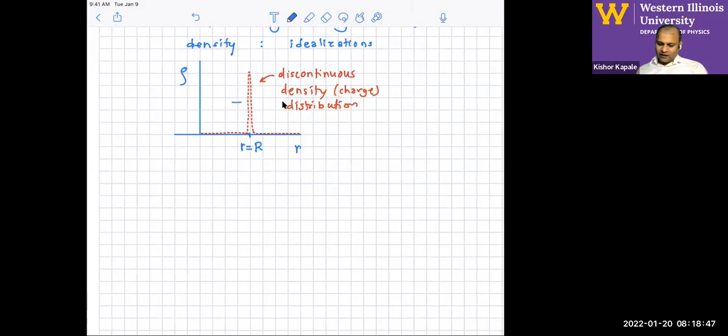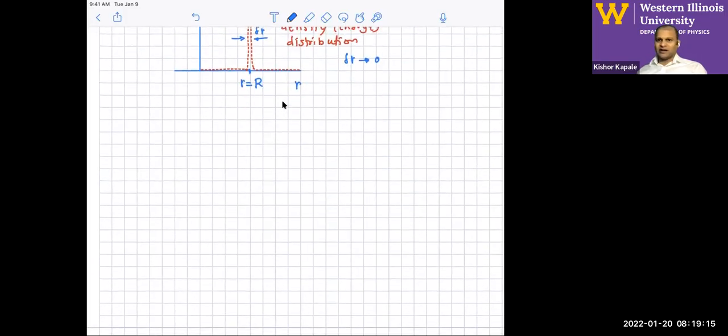That the width, even though for visually making sense of this, I took the width of this to be very small. I'm just going to call it, let's say, delta R, right? The width of this function is extremely small, but in this ideal domain that we are studying, delta R tends to 0. So that means you have a very, very sharp spike. Such spikes don't exist in the real world, right?